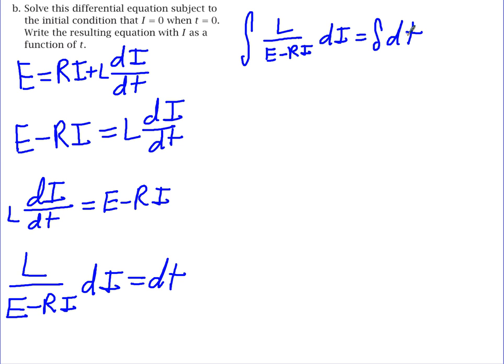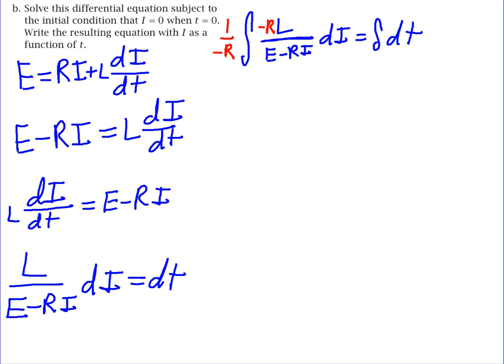Okay, the right's easy. But the left here, we've seen in the past that this is always going to be a natural log, and this is no different. So for the bottom here, we want the natural log of that bottom bit. But in order to do that, I have to have the derivative up in the numerator. The derivative of the bottom part would be negative r, so I need to put in a negative r up here. But in order to put in a negative r up there, I also have to divide by negative r, because we don't want to change the equation at all.